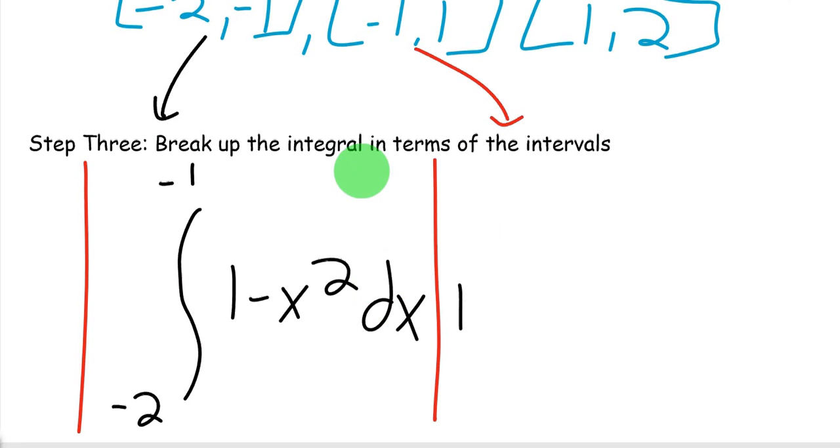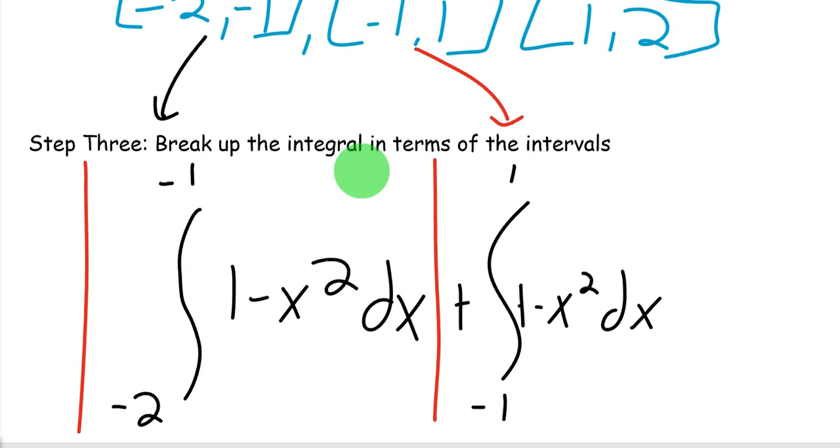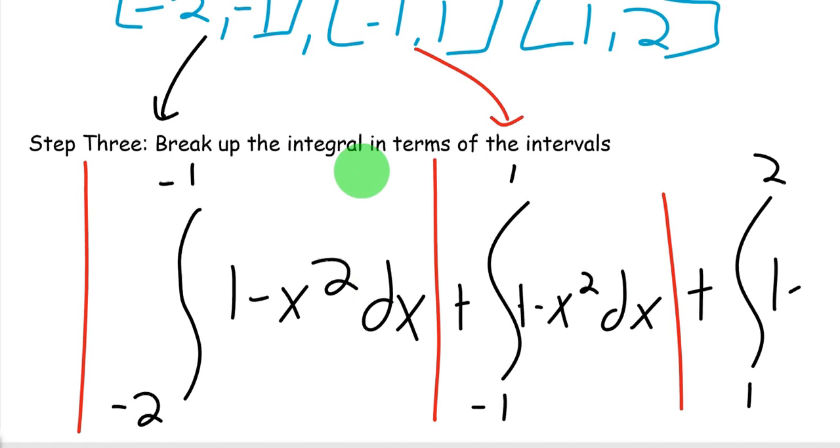So this is going to be plus the definite integral from -1 to 1 of 1 minus x squared dx. And again, we have to take the absolute value of that. And then the last piece is going to be from 1 to 2, 1 minus x squared dx. And once again, we know this one's going to be negative, but even if it weren't, we'd still take the absolute value of that and add it.